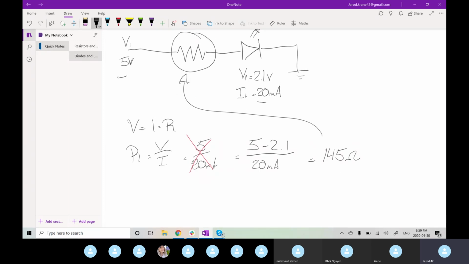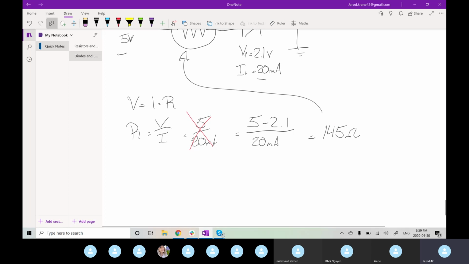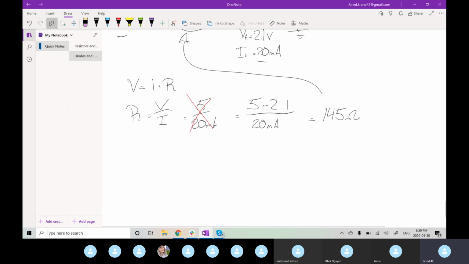Now this 145 should be taken as the absolute minimum. If you were to go in and you only have 140 ohms and then 150 ohms and then carry on, it is much more recommended that you go with a higher resistance so that the current that it produces would be lower.